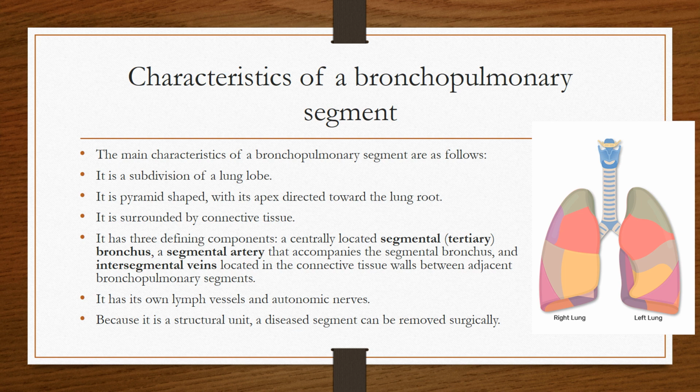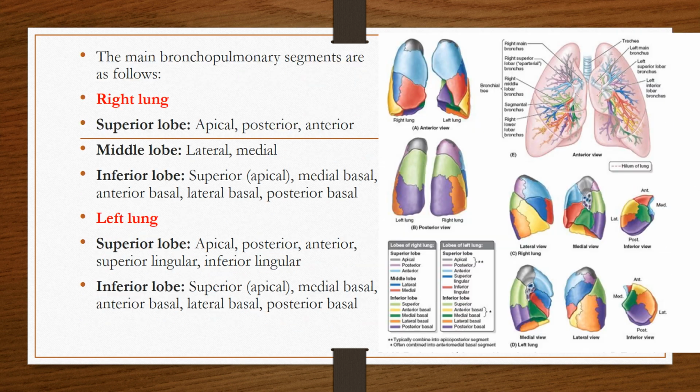In each bronchopulmonary segment, the contents will be: number 1, segmental bronchus; number 2, segmental artery; number 3, lymph vessels; number 4, autonomic nerves. But the intersegmental vein will be present in the adjacent wall, the wall which is surrounding each bronchopulmonary segment, or the wall which is separating one bronchopulmonary segment from another bronchopulmonary segment.